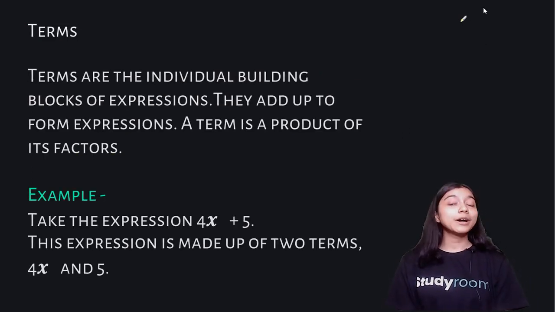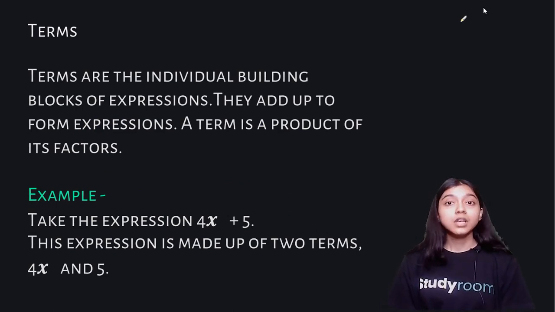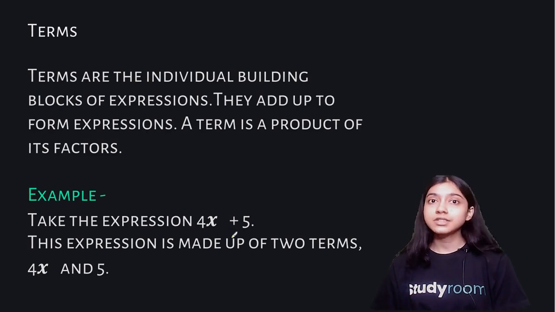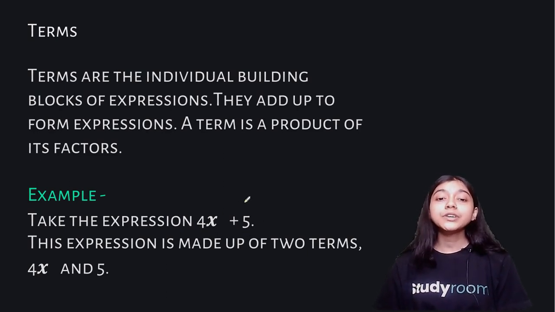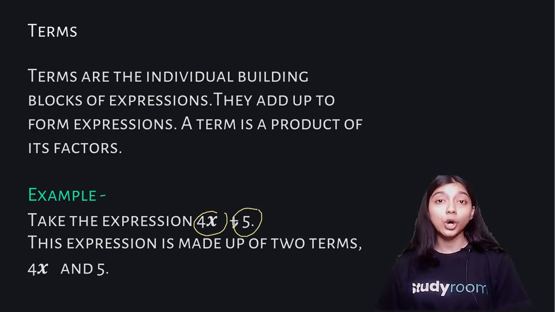Now we will talk about terms. Terms are the individual building blocks of an expression. They add up to form an expression. So let us take an example. The example given over here is 4x plus 5. This is an expression. So from here we can see that we have 2 terms. One is 4x and another term is 5. And they have been joined by a mathematical operator.